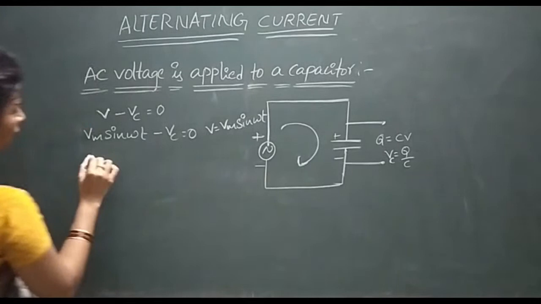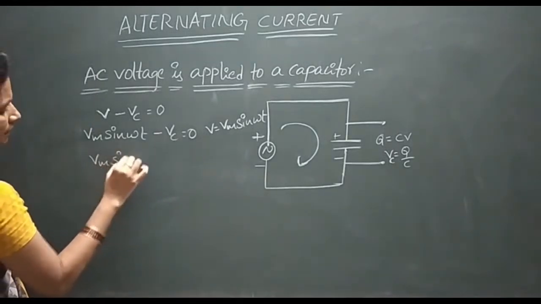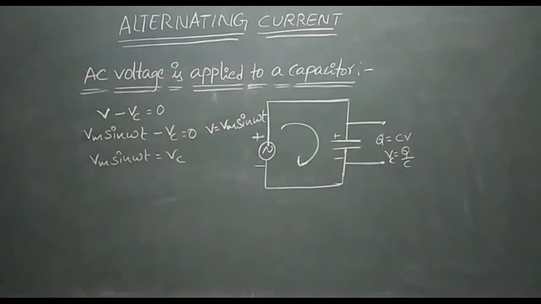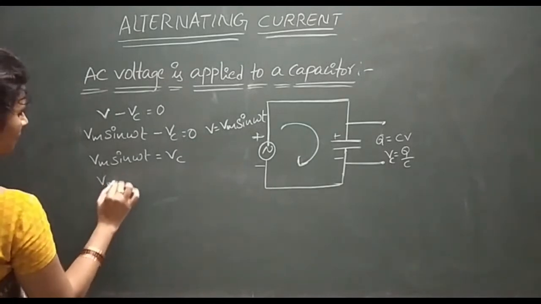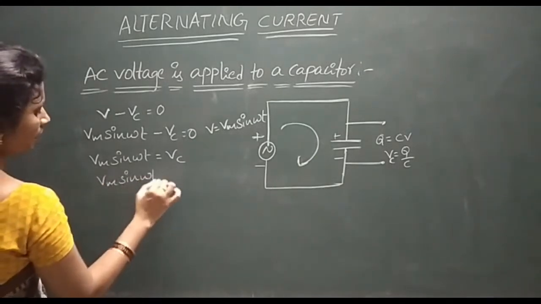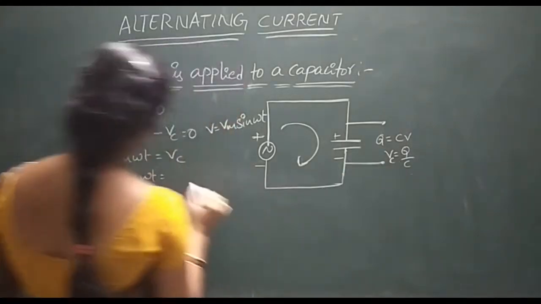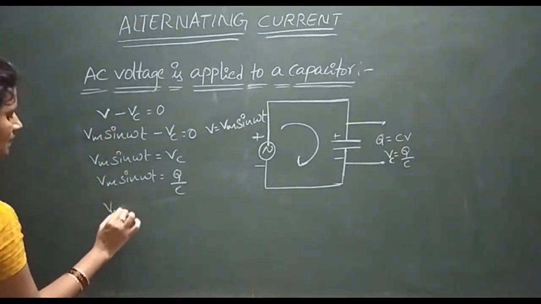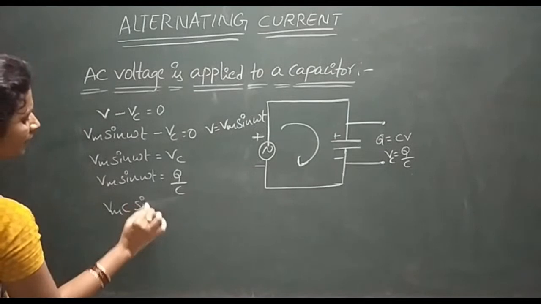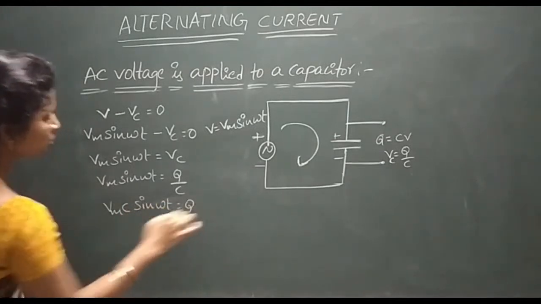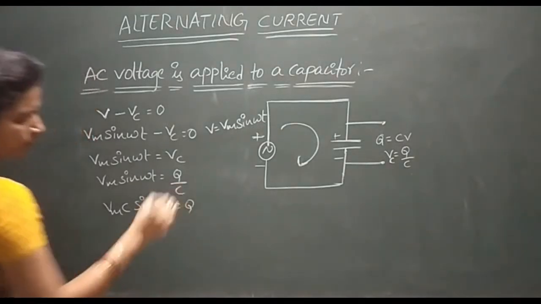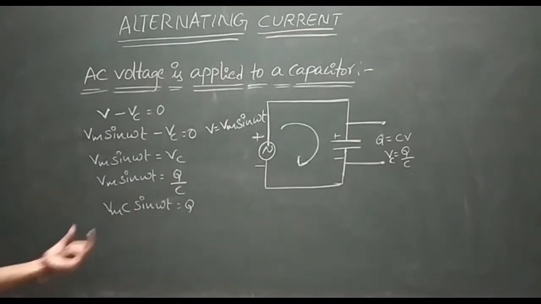So Vm sin omega t is equal to Vc. From this equation, Vm sin omega t equals Vc. What is Vc? In place of Vc, we substitute Q by C. According to cross multiplication, Vm C sin omega t is equal to Q. So this is Q, the charge, Vm C sin omega t.